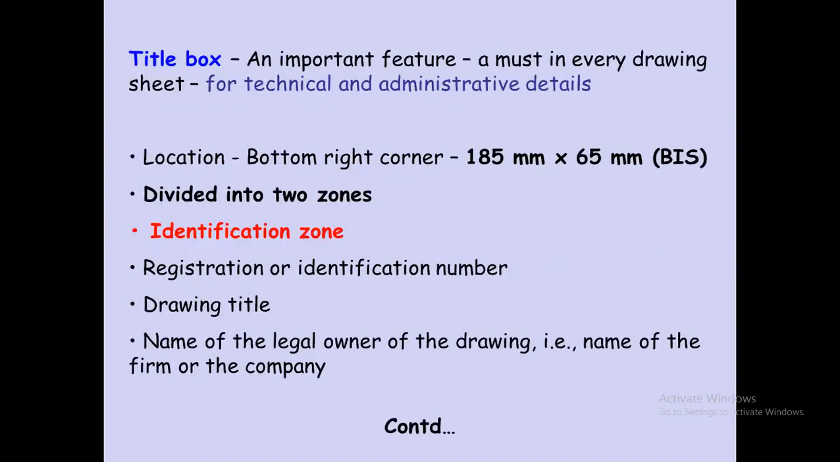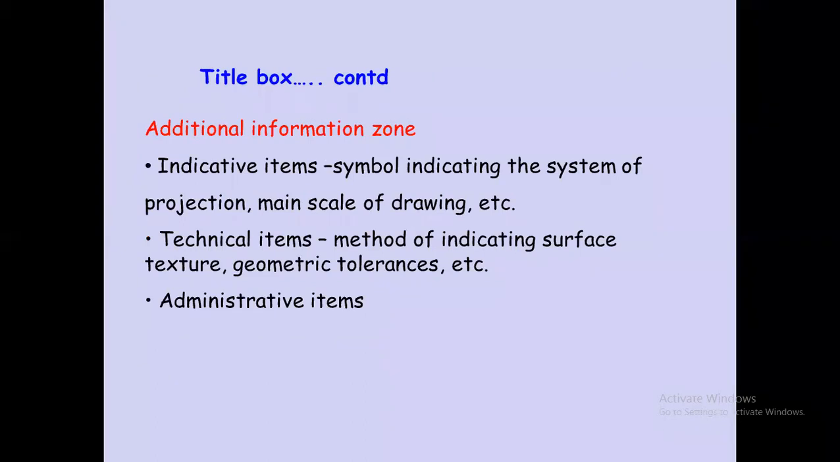Title box, of course, is for a particular drawing, with location, identification zone, drawing title, and registration number. All those things you have to name. Additional information also, if you want, such as technical information or manufacturing methods, you can include that.